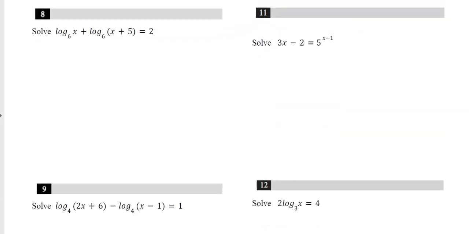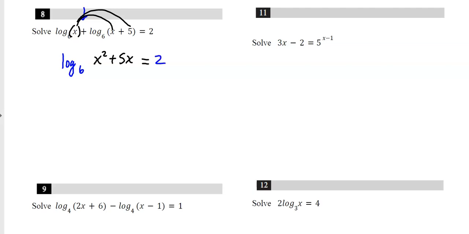All right, number 10, or number 8, I should say. Getting ahead of myself. The big idea here is I'm adding 2 logs. Whenever you add 2 logs with the same base, you can just shrink it into 1 log and multiply. So this is going to be log base 6, and now I need to multiply this x. I need to distribute it through both pieces. That's going to be x squared plus 5x, and that's going to equal 2.